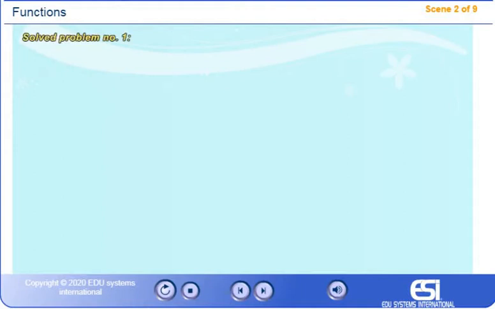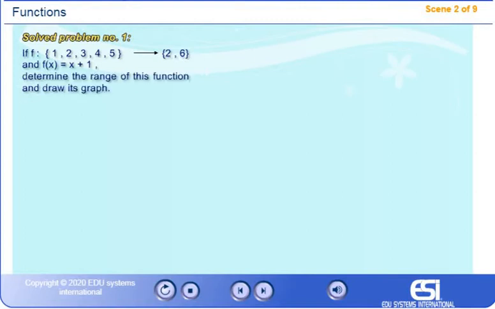Solved problem number 1. If f is a function from the set of 1, 2, 3, 4 and 5 to the closed interval [2, 6], and if f of x equals x plus 1, determine the range of this function, and draw its graph. Solution.